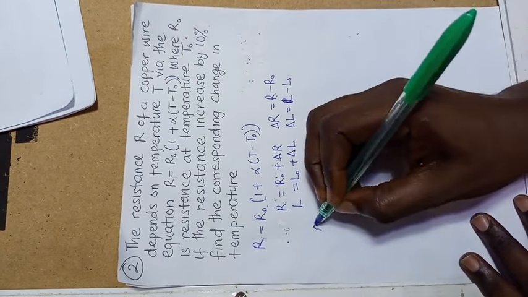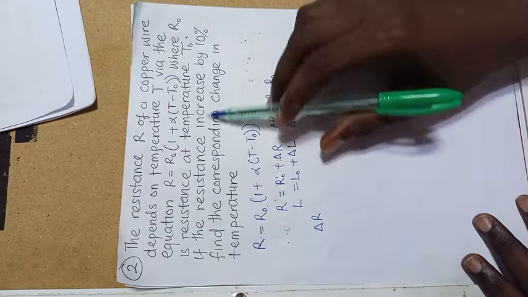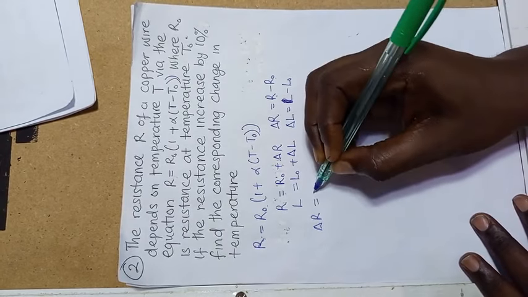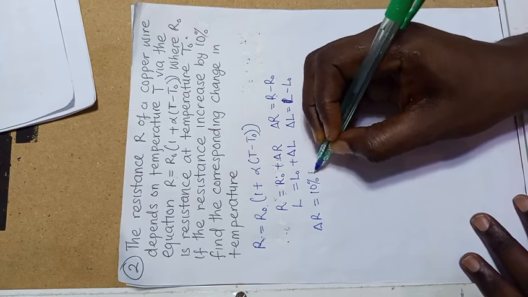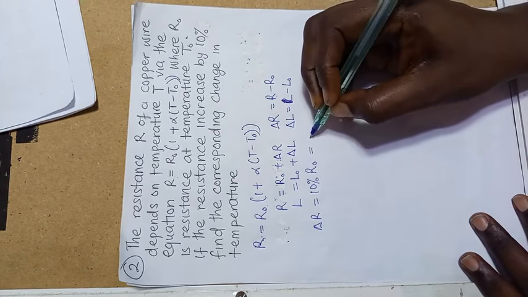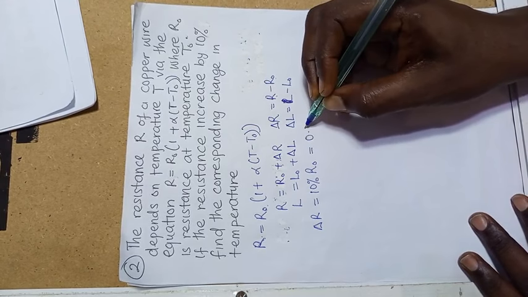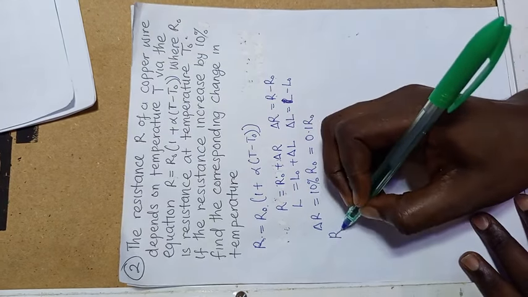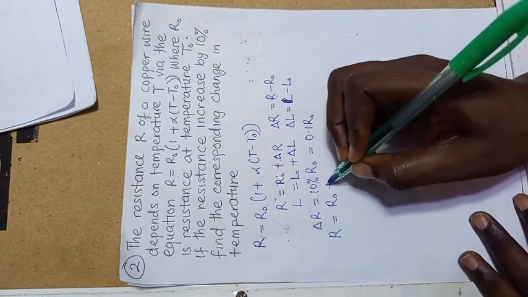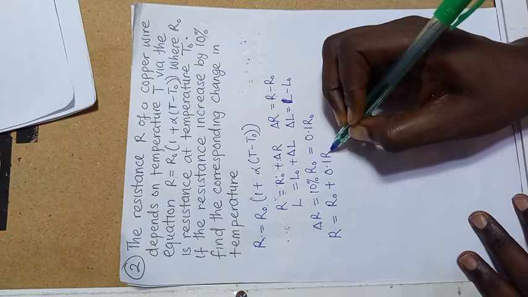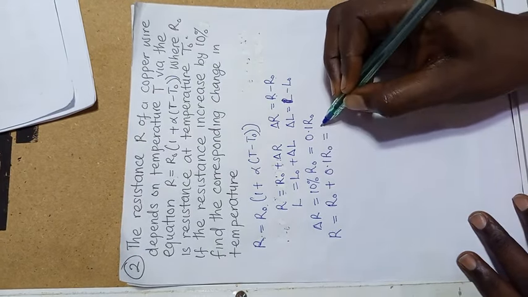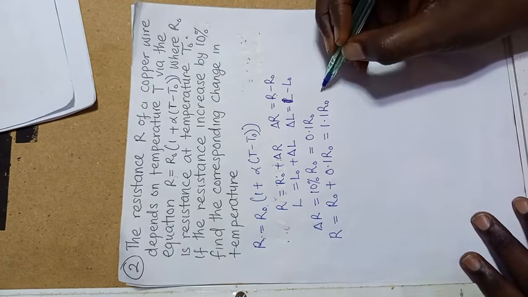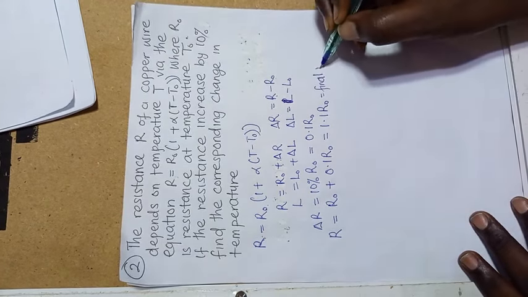Now, they say the resistance increased by 10%, that means of the initial, that's what they mean by that. 10% of R naught, which is 0.1 R naught. Therefore, the final R should be R naught plus 0.1 R naught, and that will give us 1.1 R naught. So this is the final resistance now.